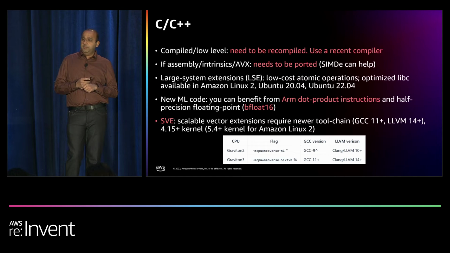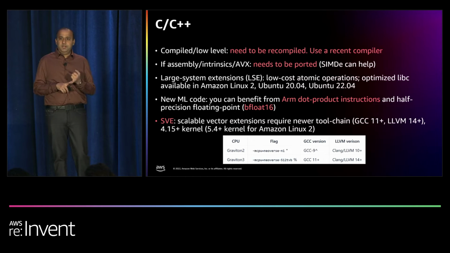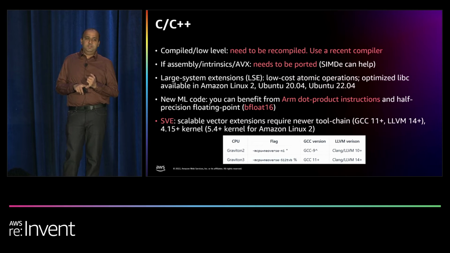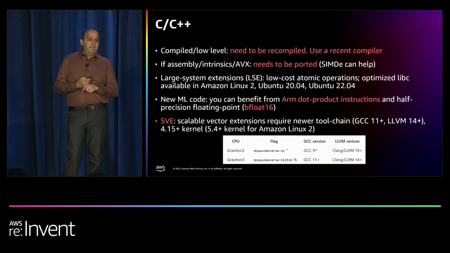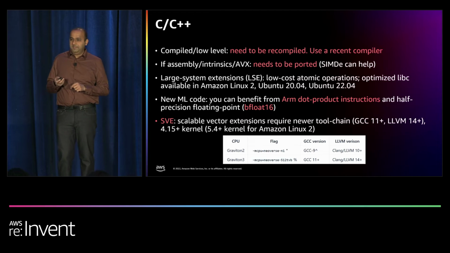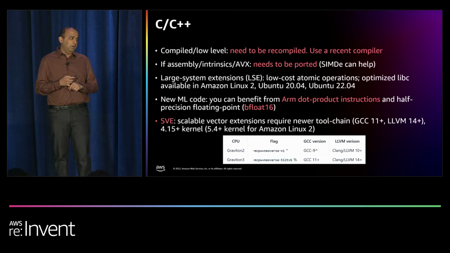Another point to note here is large system extensions, or LSE. Both Graviton2 and Graviton3 support large system extensions. That delivers low-cost atomic operations, which improves system throughput for things like locks and mutexes. And an optimized libc with LSE support is available through the popular operating systems.